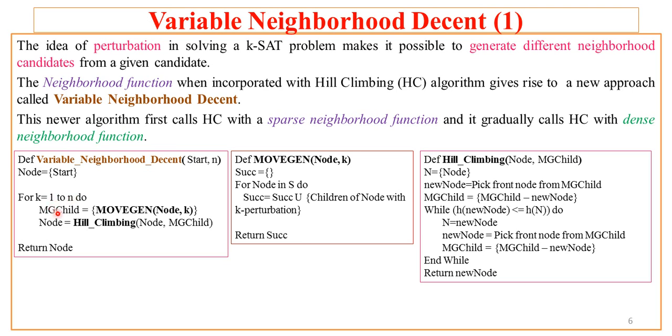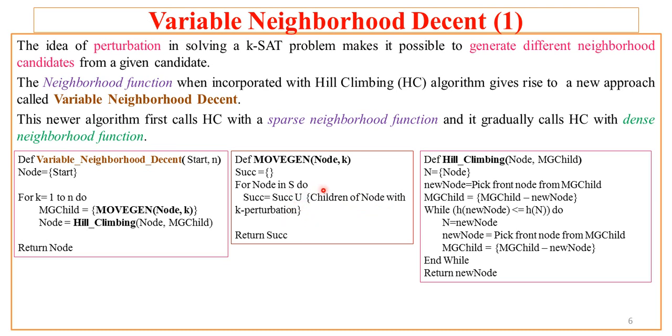Now here, first with one perturbation, move-gen is called, to which the current candidate and the perturbation value are passed. So how does move-gen work? Move-gen will take the current node. It will first see whether the current node is in the list of successors or not. If it is, then it generates the children of the current node with k perturbation.